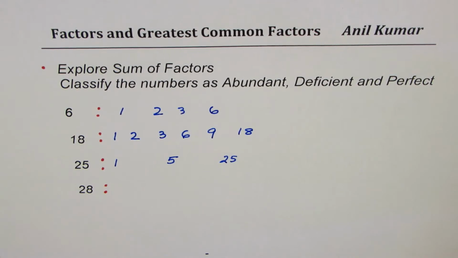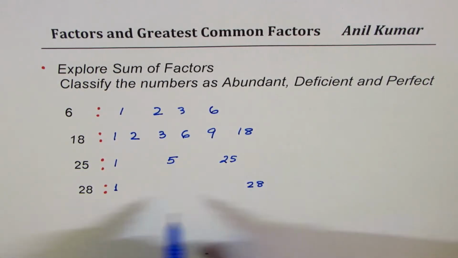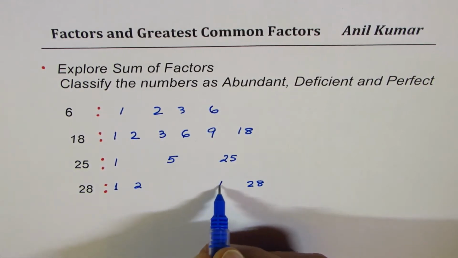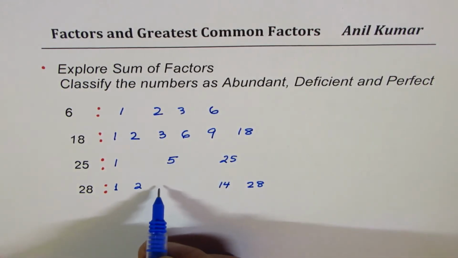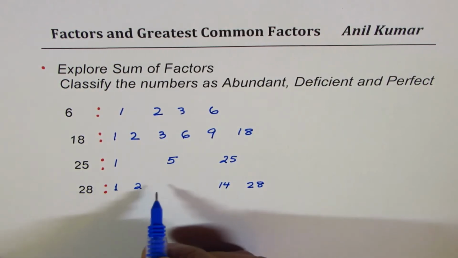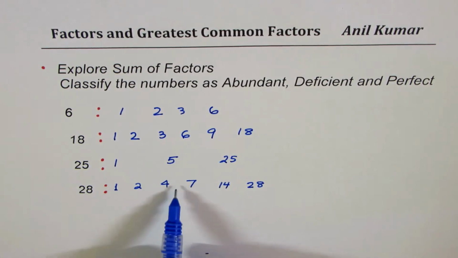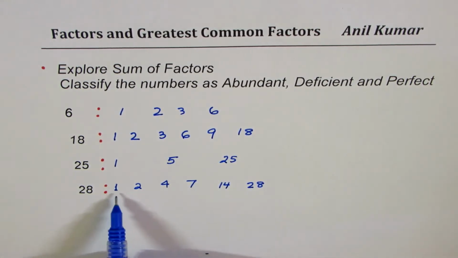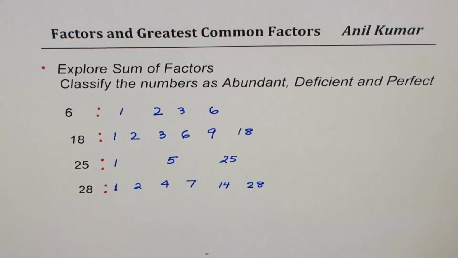Now we have the number 28. So 1 times 28 is 28. 2 times 14 is 28. 14 is 7 times 2. So we could divide this by 4. 4 times 7 is 28. Now the next number is 7. 7 times 4. So the pattern repeats. So these are the numbers which we have.